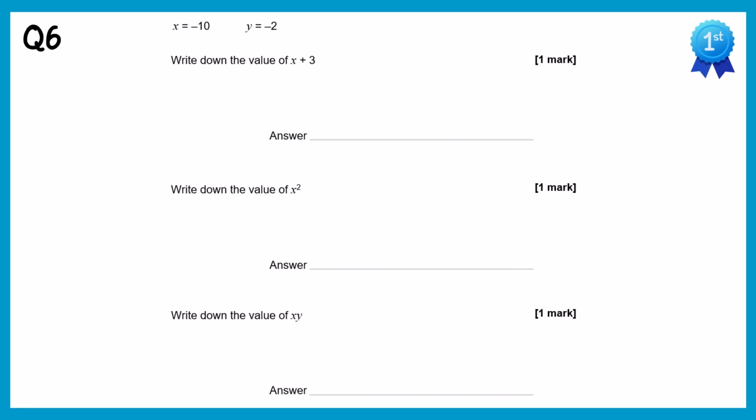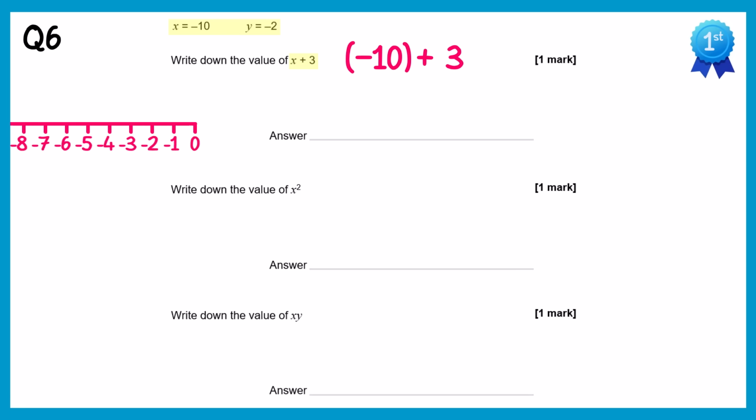In this question, we're told the values of x and y. X is -10 and y is -2. Then we're first of all asked to work out the value of x plus 3. To do this, we take x plus 3, and then we change the x for the value we've been given, which is -10. So we just need to do -10 plus 3.